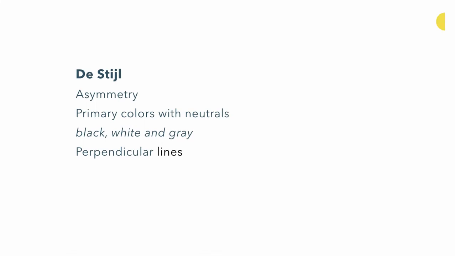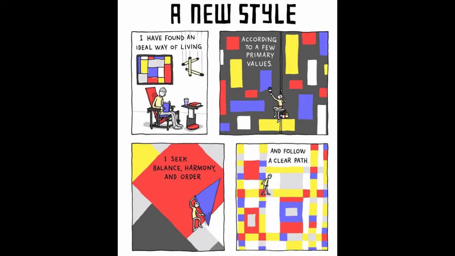Here we see the style characteristics of de Stijl. Again, asymmetry, these primary colors, red, yellow, and blue, with neutrals, black, white, and gray, and the perpendicular lines. This is a very easy style to identify on the test.